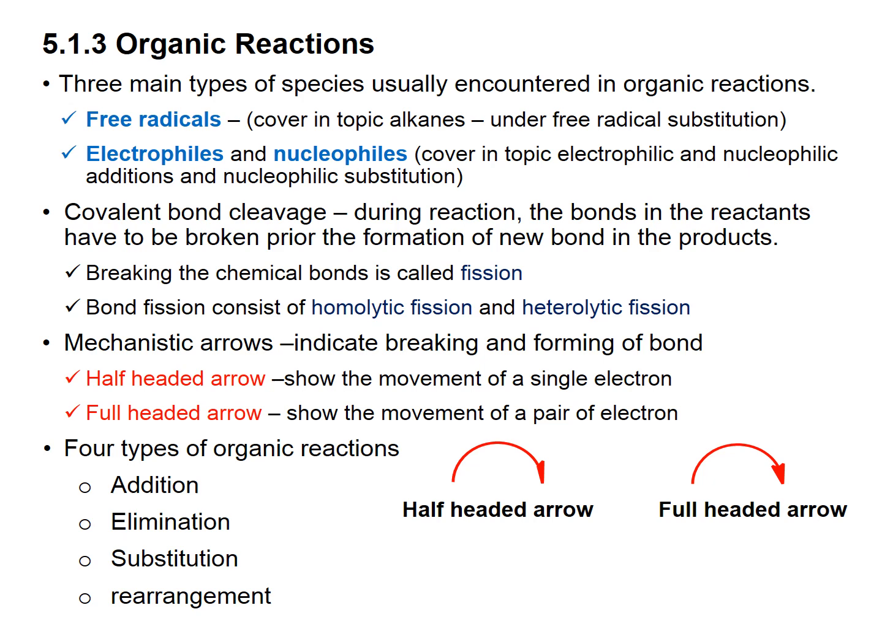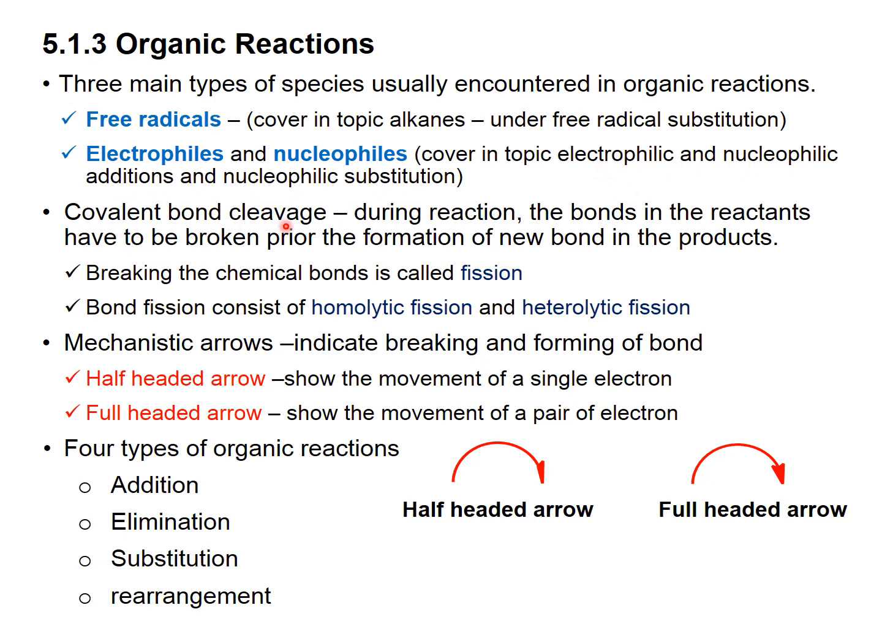5.1.3 Organic Reactions. So, in this subchapter, we'll cover the organic reactions. Three types of species are usually encountered in organic reactions. Free radical, covered in the topic alkanes, free radical substitution. Kita akan belajar kemudian. Electrophiles and nucleophiles, covered in the topics electrophilic and nucleophilic additions and nucleophilic substitution.